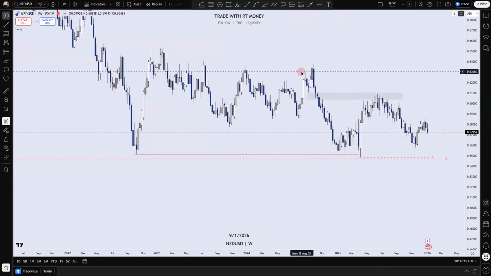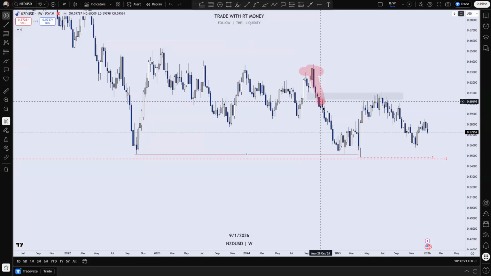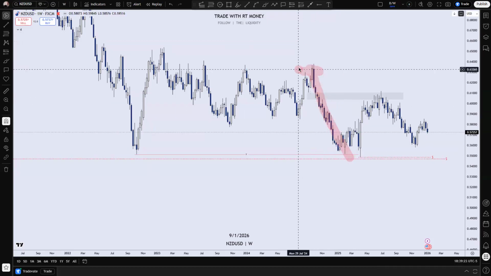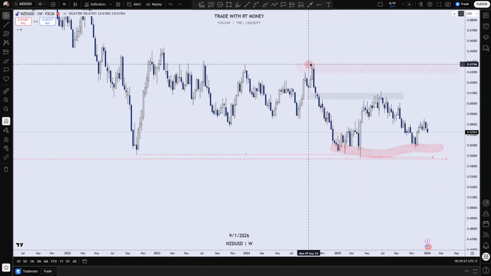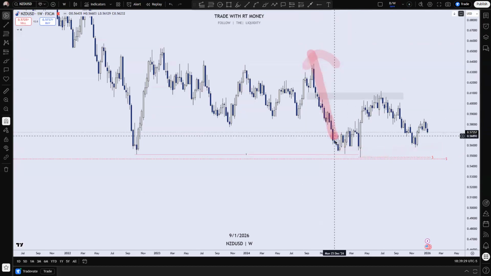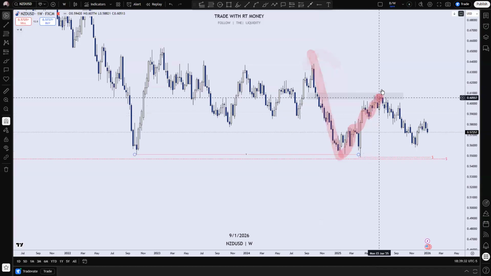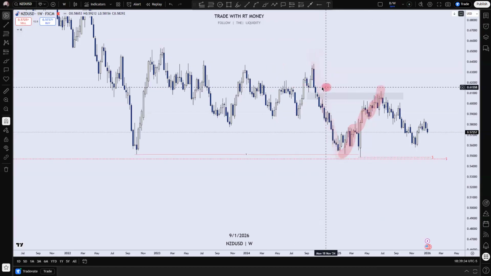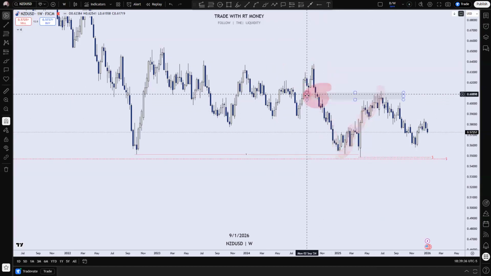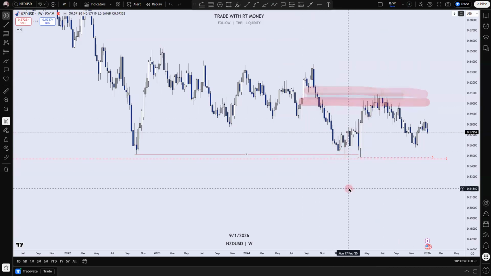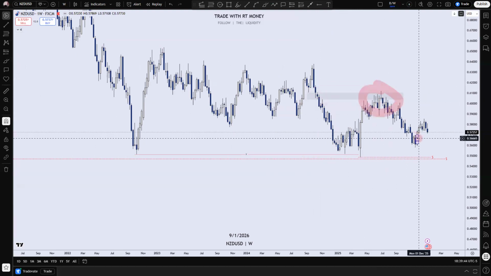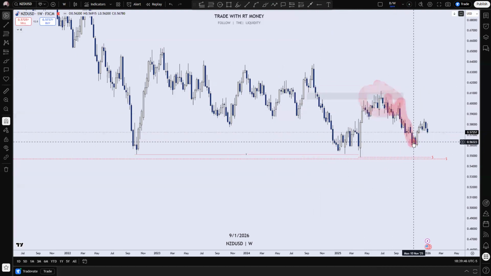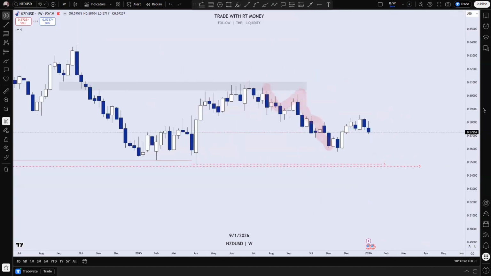And until price takes out this external high here, this is a protected high. We have an impulsive move. Price corrected into it already, right at a higher time frame or a lower time frame fair value gap. Right at OTE levels. And then the market continued down from there.